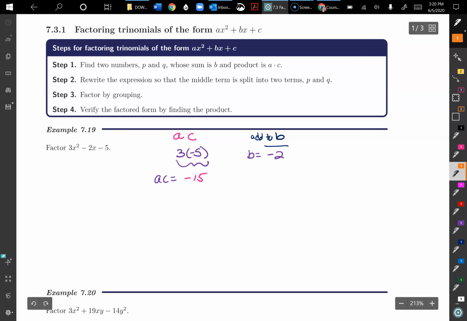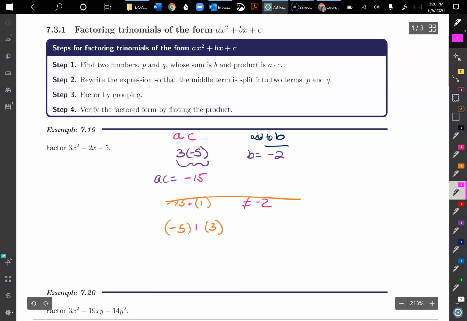So let's start working with some numbers here. We could pick negative 15 and 1 as a choice. Remember, we have to have opposite signs because we have a negative. But if I add those together, I'm certainly not going to get negative 2, right? I'm going to get negative 14. So let's bring it closer together, factor pairs that are closer. So that's out. Let's try negative 5 and 3. If I were to add those together, I would get negative 2. And that's what I'm looking for.